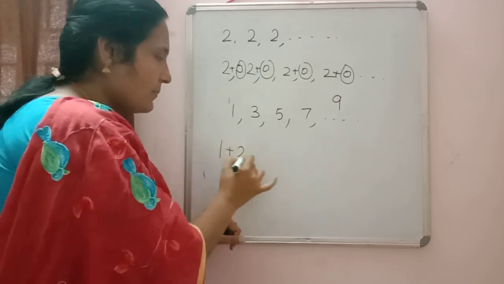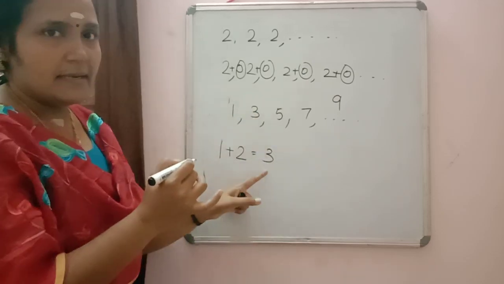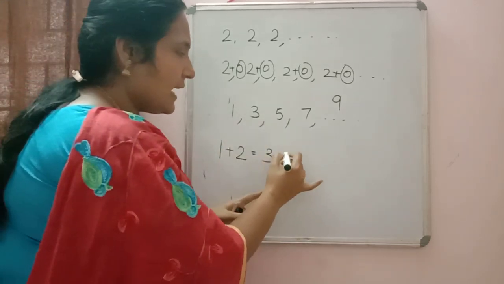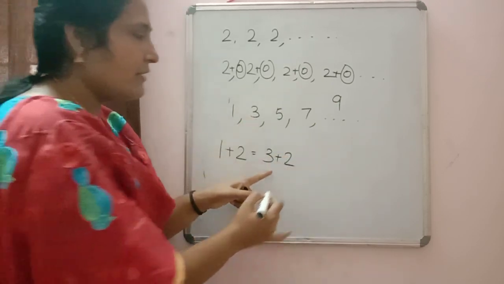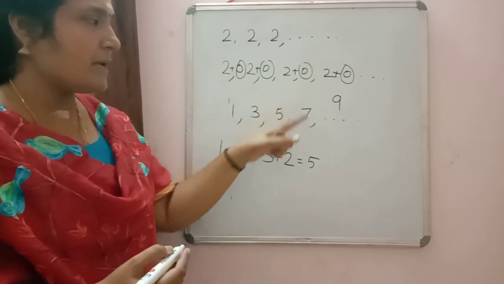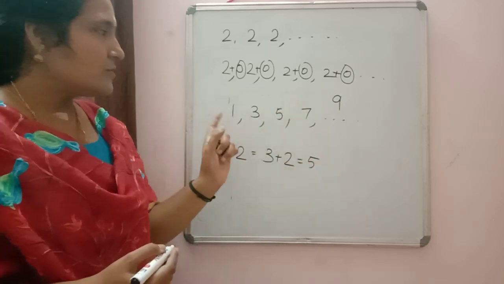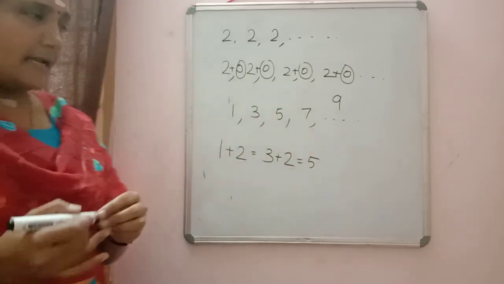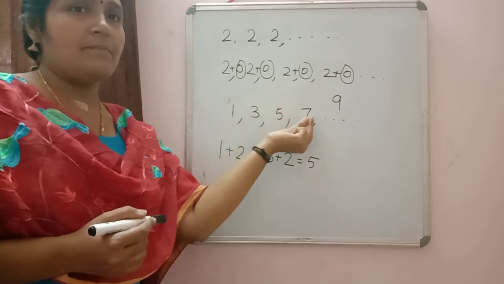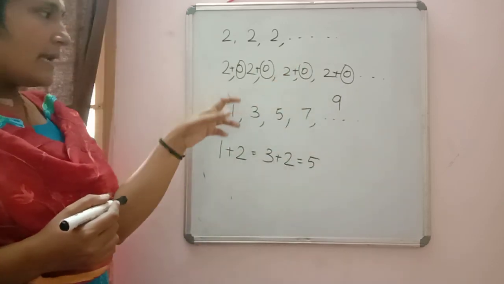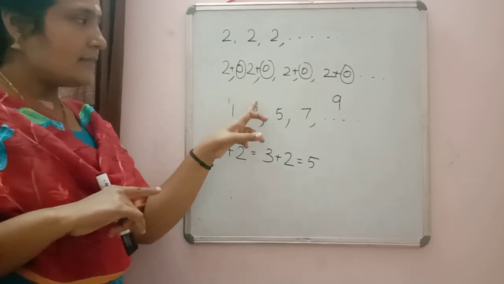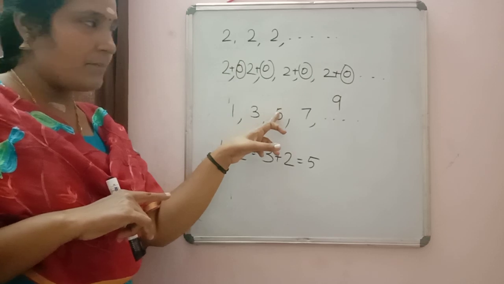Then we got 1 plus 2 is equal to 3. Then to get the next number, what did we do? Again we added 2 to the second number. Then we got 3 plus 2 is equal to 5. In the same way, 5 plus 2 is equal to 7. So in this sequence, we added a constant number to each term to get the next term. I added 2 to 1 to get 3, then I added 2 to 3 to get 5.